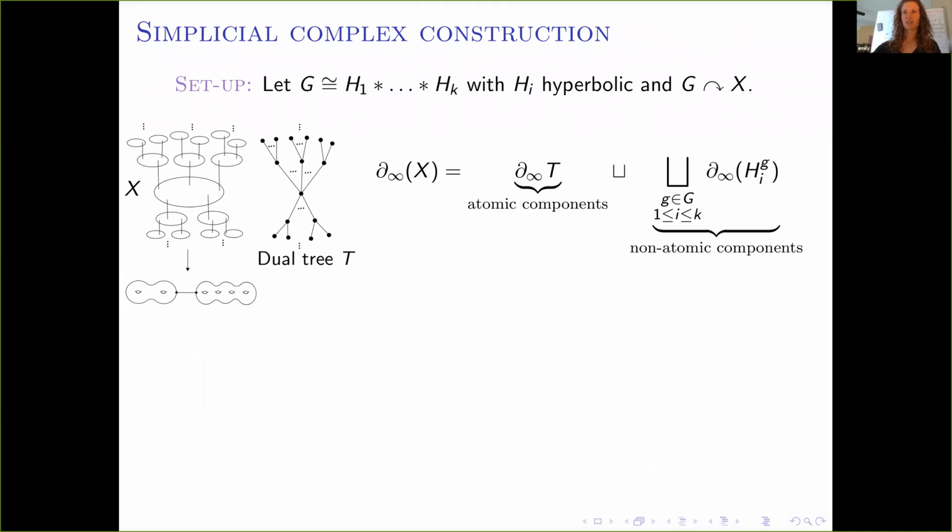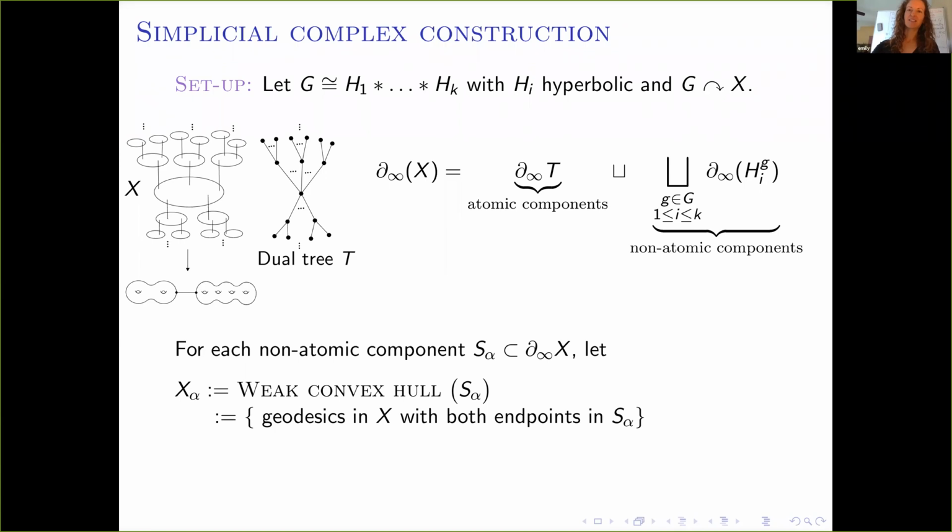Okay, so this just records the setup from before. We have G is the free product, and its boundary has this decomposition into two types of components. So we want to build a simplicial complex from this data, and we need one other definition first. So for every non-atomic component in the visual boundary, so in this example, a non-atomic component is just a circle.